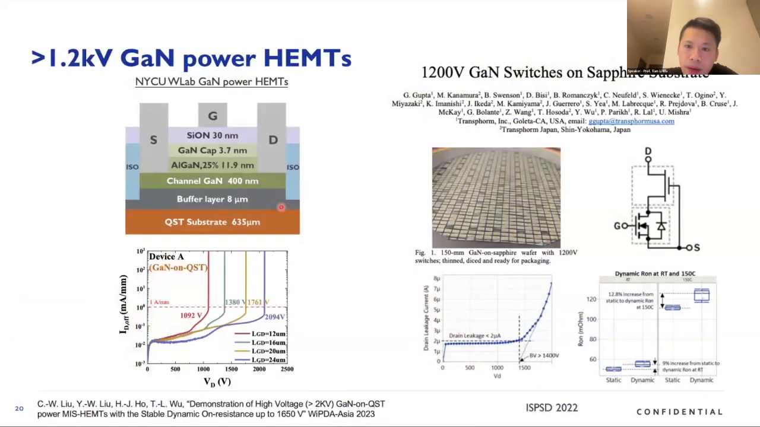Another development trend is to try to fabricate the GaN HEMT towards very high voltage application. This is some demonstration to show that gallium nitride power HEMT with a proper buffer thickness and substrate engineering is possible to demonstrate more than 1,200 volt capability. On the left-hand side, this is demonstrated by my group, where we have fabricated the gallium nitride power HEMTs on QST substrate with the highest breakdown up to more than 2,000 volt. And also several years ago in ISPSD 2022, Transphorm also demonstrated the 1,200 volt GaN switch on the sapphire substrate.